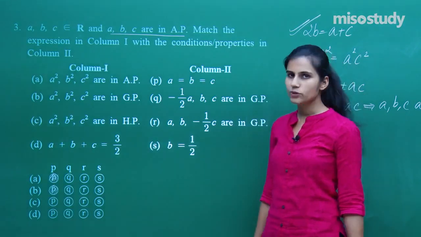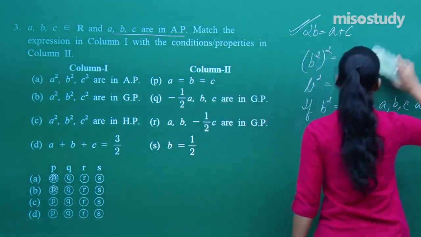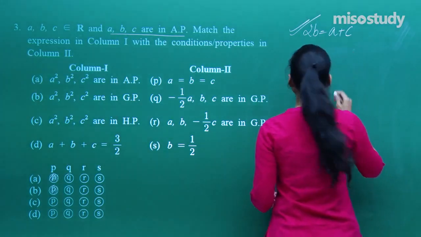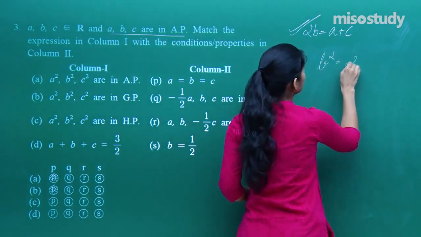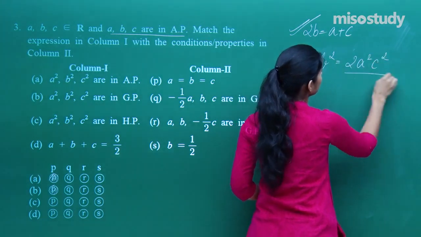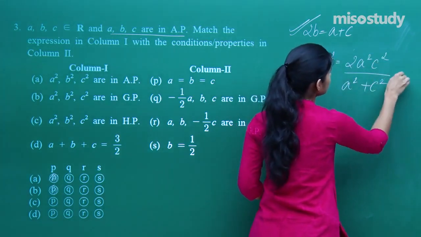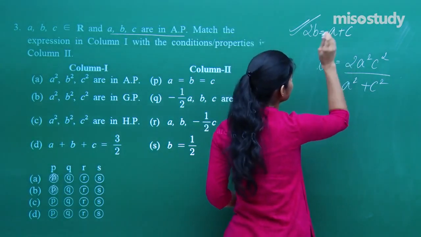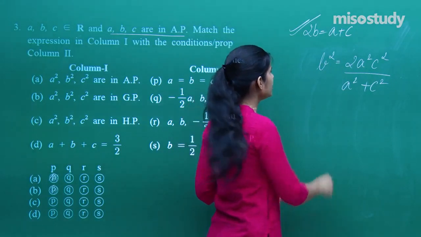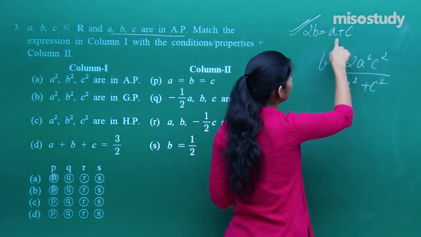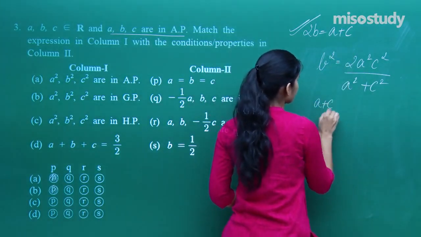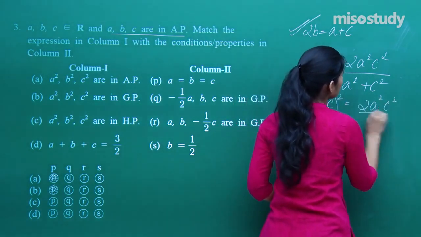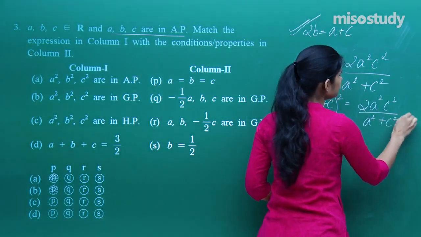So corresponding to B also, option P is what comes out to be correct. Third we have A square, B square, C square are in HP. Let's see. A square, B square, C square are in HP, that means B square equals twice of A square C square upon A square plus C square. Again, because they are given in AP, exact same argument like we did in the previous question. Here also again, B will be replaced by A plus C by 2, and this is how the expression is going to be in terms of A and C.